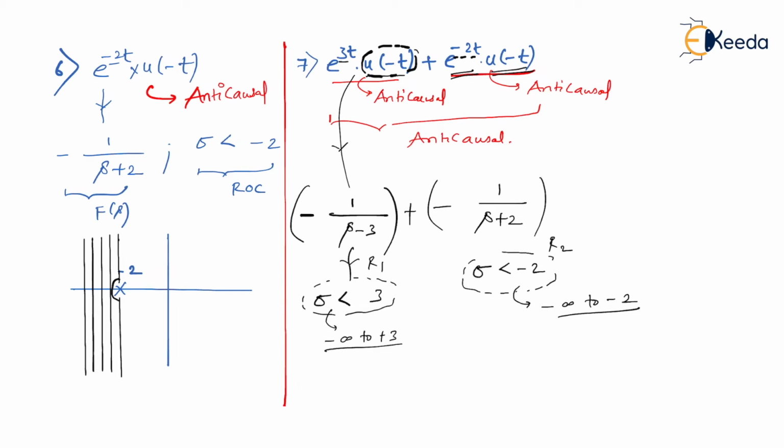So R1 intersection R2, whenever you have to get a common area, it cannot be minus infinity to plus 3, because if I take this as a common area, then even the minus 2 pole will come into the picture. So we have to take this as the common area, that is from minus infinity to minus 2. So the common ROC is sigma less than minus 2.